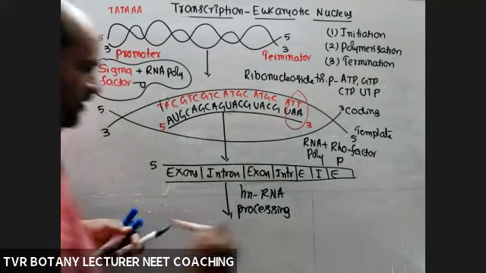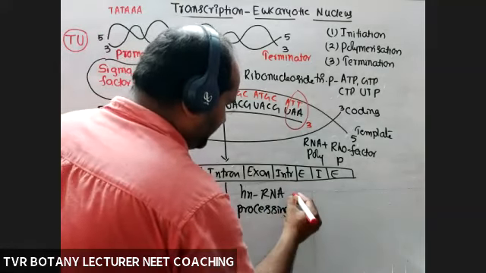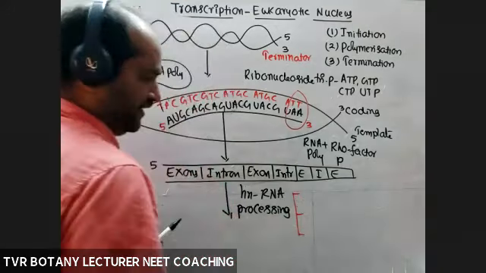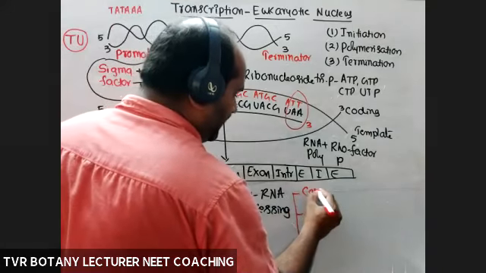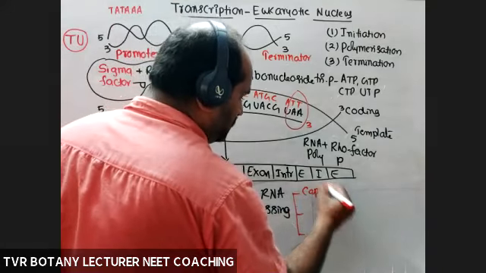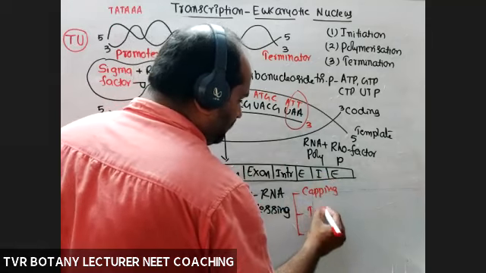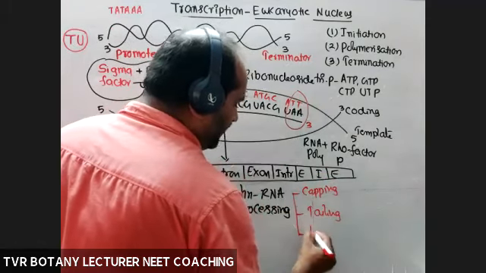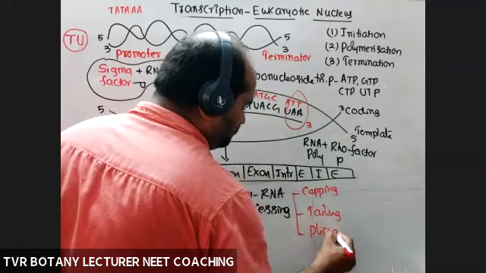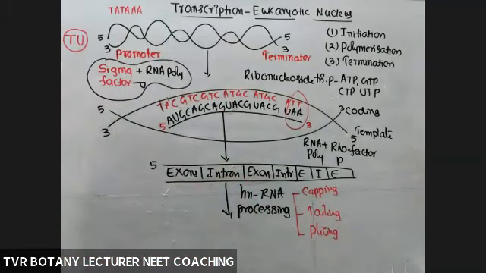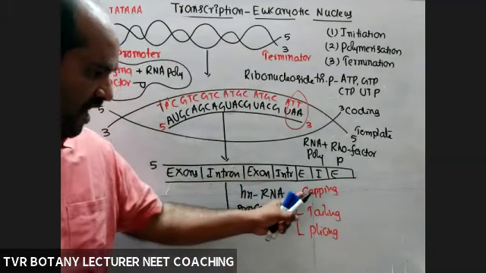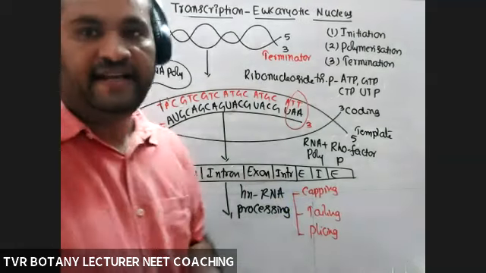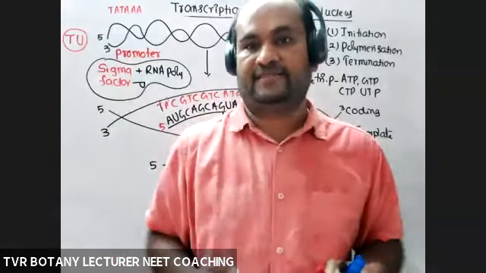So processing requires, that is a tailoring of hnRNA. First event, capping required. Next, tailing required. Next, splicing. Okay, so we will see all these three events in the next class.